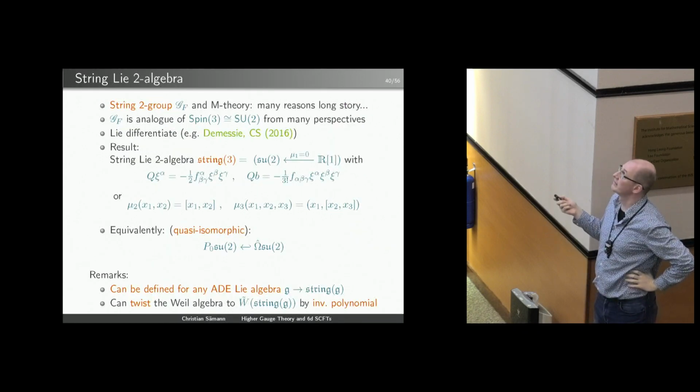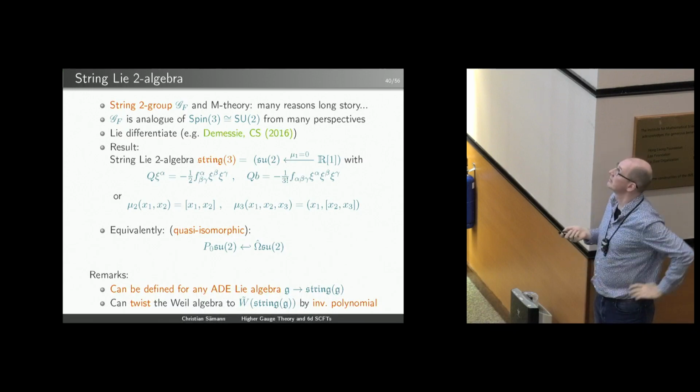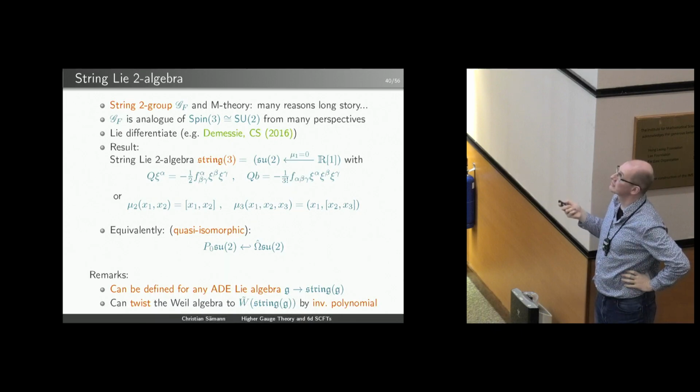Yeah, so string 2-group and M-theory, there are many reasons and a long story. It's kind of the categorical analog of Spin(3), or SU2, and this is the first group that you look at if you want some interesting non-abelian features, right? And therefore this is justified. You can Lie differentiate this string 2-group, and we've done that actually, and the result is the so-called string Lie 2-algebra. It's very, very simple. It's just the Lie algebra su2 and a copy of R shifted in degree 1. The homological vector field looks like this, or in bracket notation, you have a binary bracket, which is just a Lie bracket, and you have a ternary bracket, which is just the Cartan-Killing form, right?